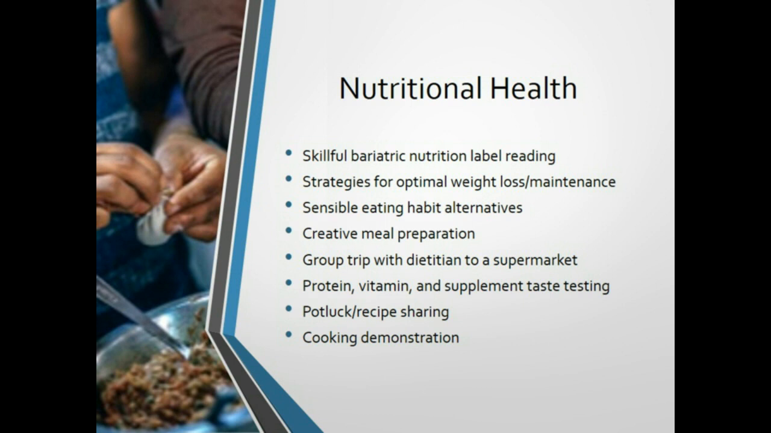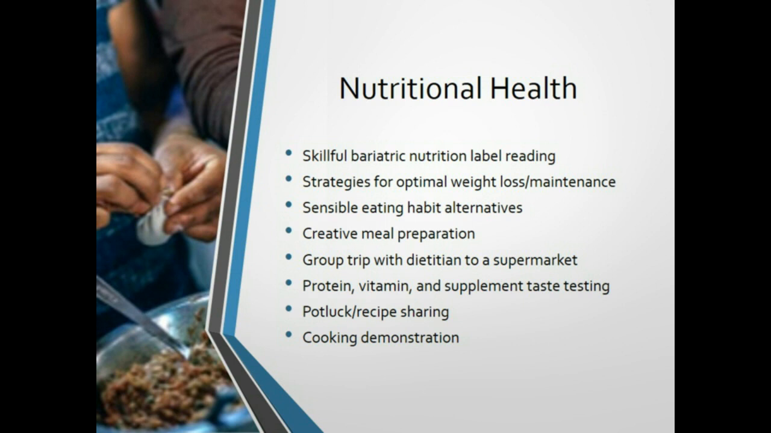I'm a big one for helping people find sensible alternatives to what they already do. So if I have somebody who loves ice cream, I try to help work with them to find substitutes. So there are brands of ice cream-like products now that are high protein, lower in calories. I know there are websites you can turn to that have recipes to do this, how to deal with creative meal preparation.